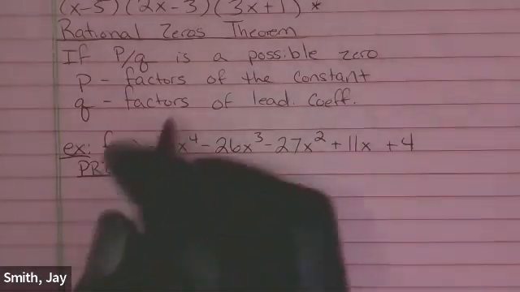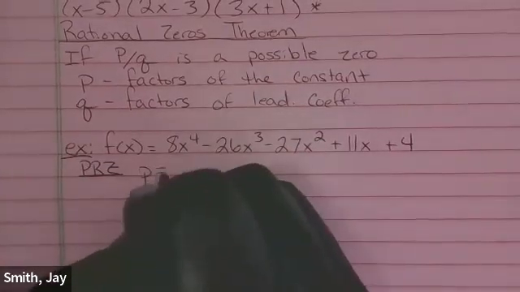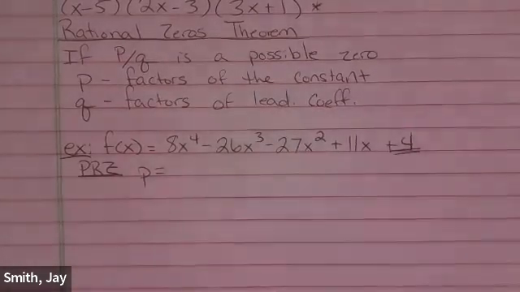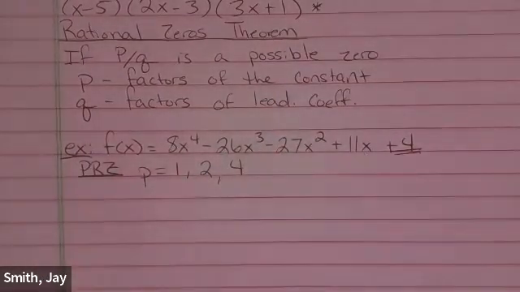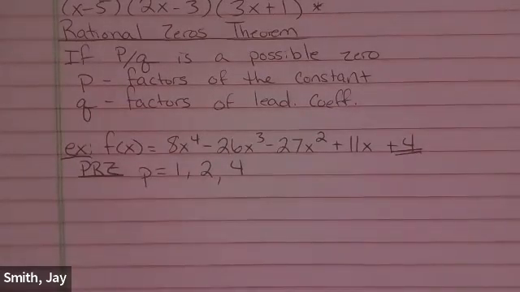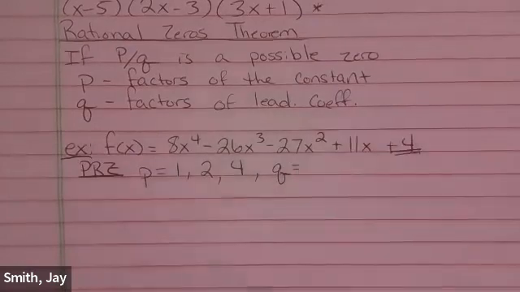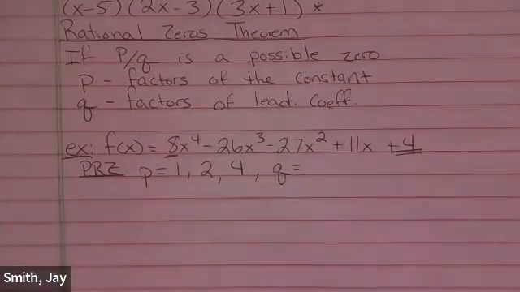All right, so here, the way we're going to find that list, we're going to put a list of factors of P over Q. Keeping in mind that P represents the factors of the constant, or in this case, my constant is positive 4. The factors of 4 are the numbers that we can multiply to give me 4: 1, 2, and 4. And the factors of Q are the factors of the leading coefficient. In this case, my leading coefficient is 8. The factors of 8 are 1, 2, 4, and 8.